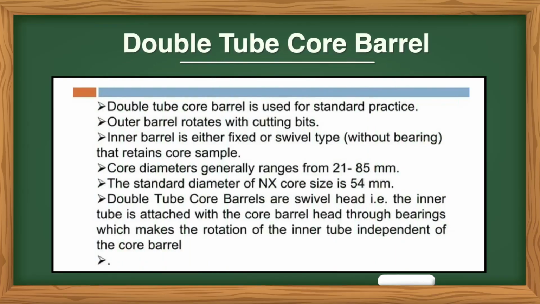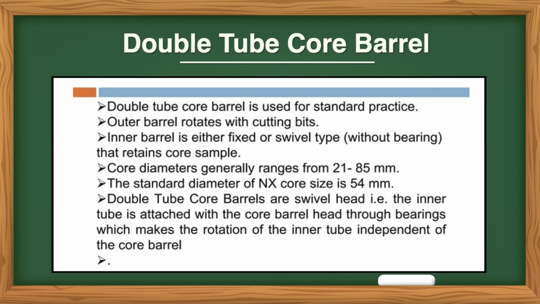Next is double tube core barrel. Double tube core barrel is used for standard practice. The outer barrel rotates with cutting bits. The inner barrel is either fixed or swivel type, without bearing, that retains core samples. Core diameters generally range from 21 to 85 mm.